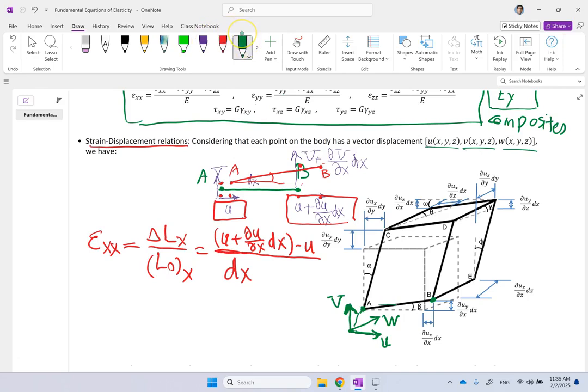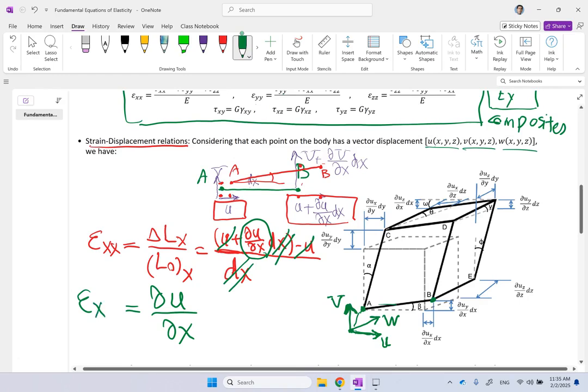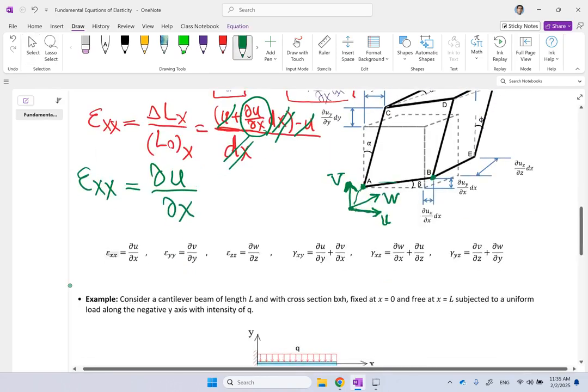And clearly, this u would cancel, and then dx would cancel. And guess what you would get? Just partial of u with respect to x. So partial of u with respect to x is going to be epsilon xx. So you see that epsilon xx is the first partial derivative of u with respect to x, and this is exactly this formula. So I can relate the displacement in the x direction, their derivatives, with the strain in the x direction. Similarly, for y and z, I can show these formulas.